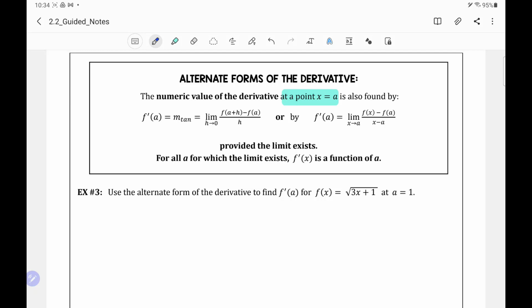The first thing we need to do is calculate what is f of a. In this case, a is 1. So we plug it in. The square root of 3 times 1. 3 times 1 is 3, plus 1 is 4. Square root of 4 we know is 2.